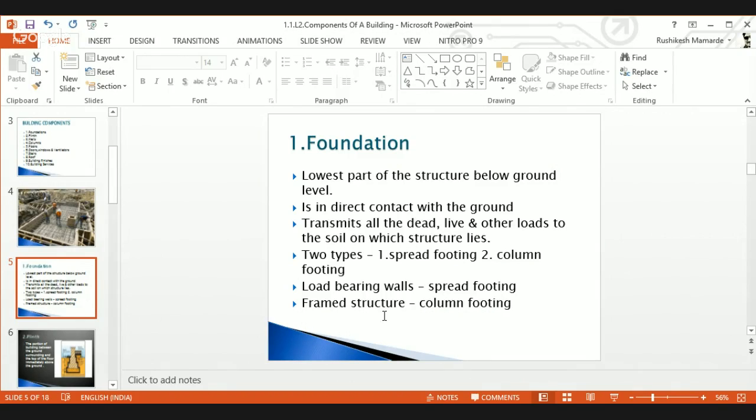Nowadays it is very common, and nobody constructs a building with load bearing walls. Everybody prefers frame structure. We will discuss it later when we go into detail on frame structure.